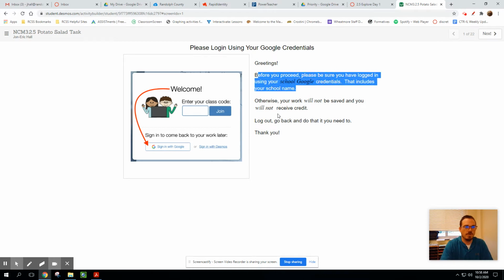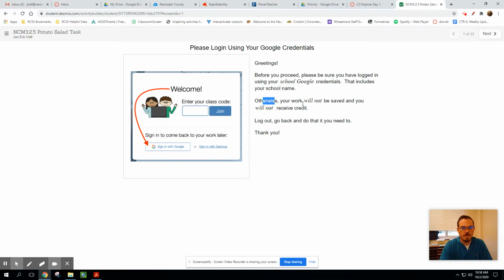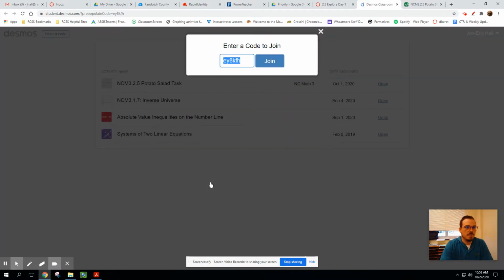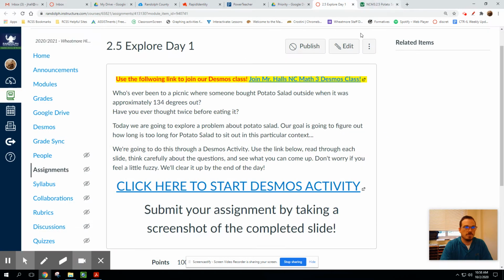So before going in, make sure you do log in with Google. The school Google account is the best because we can always backtrace that. It includes your school name, or in our case, the @Randolph. Otherwise, you will not save and will not receive credit. So please make sure that you're going through and doing that. I'll read the situation in a minute, but you can also click here to start the activity. When you click on it, it will say join the code. You can join, it goes to the same thing, okay? But when you first click, it goes to our classroom.